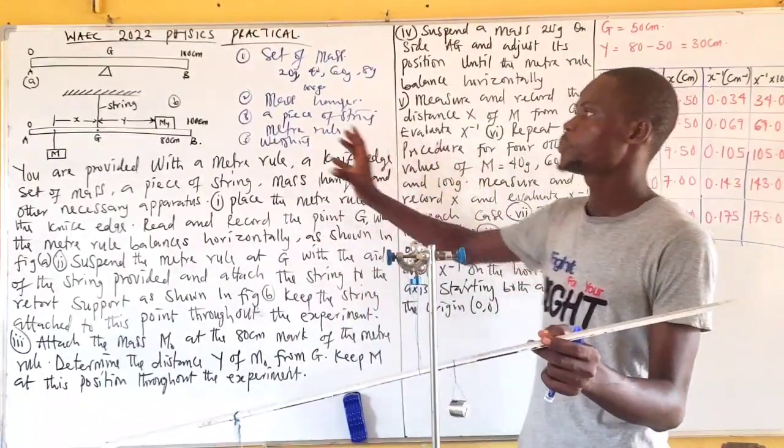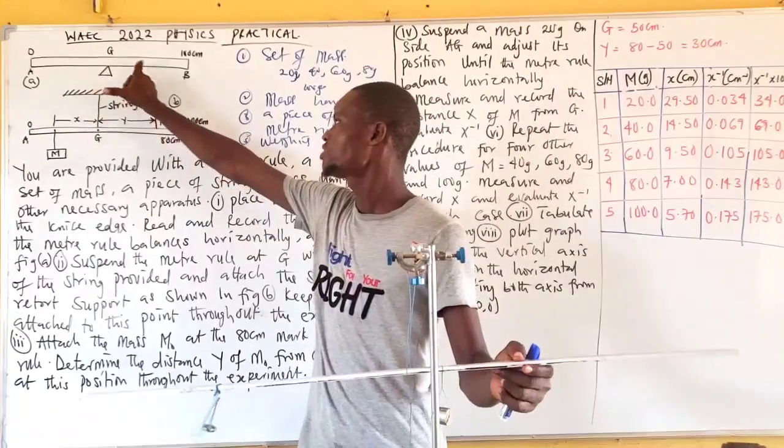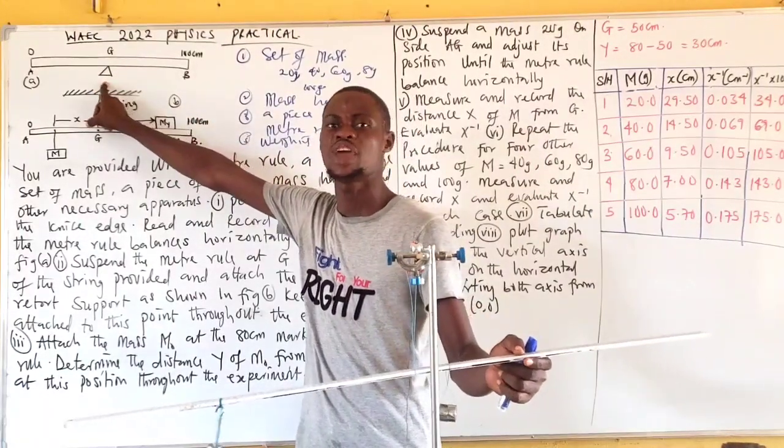So, they are still going to repeat the same thing, because in this experiment, we have our knife edge and we have the meter rule. Now, what is the function of this knife edge?